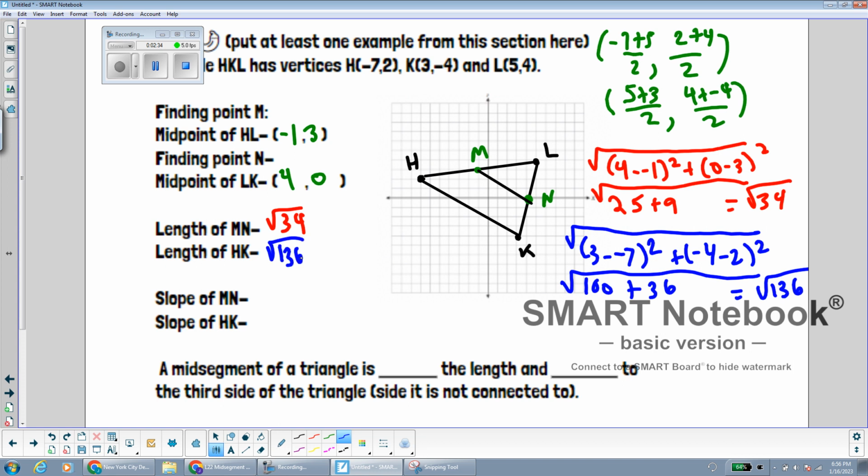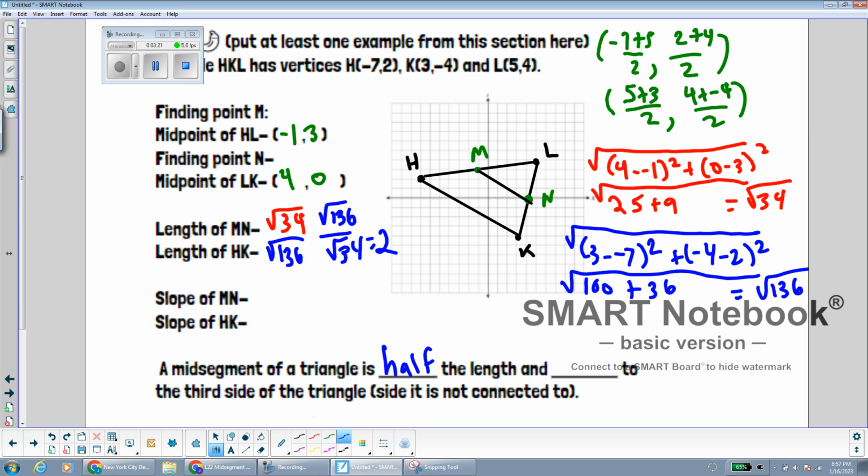Now I want to compare the lengths of the midsegment MN and the side of the triangle that it's not touching, HK. So I'm going to go on over to my calculator and I'm just going to divide radical 136 by radical 34. And when I divide the two, I get 2. So that tells me the midsegment is half the length of the side of the triangle that it's not touching. Or in other words, the base of the triangle is double the midsegment.